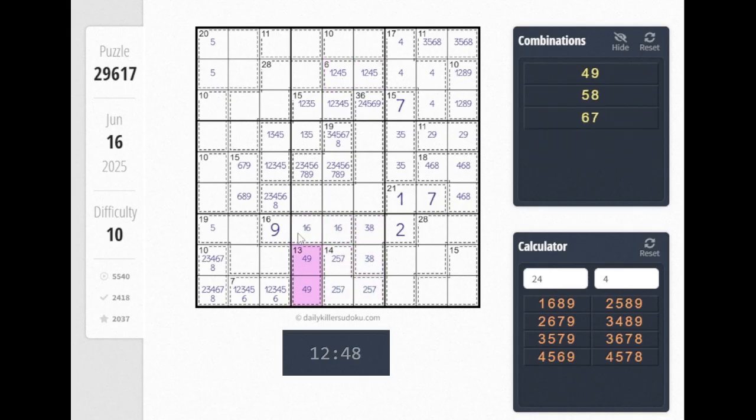Now I'm debating if I want to start off. I feel like this is going to be the most important space because this will tell me everything. So we can try. Let's try. So that forces this to be 11.